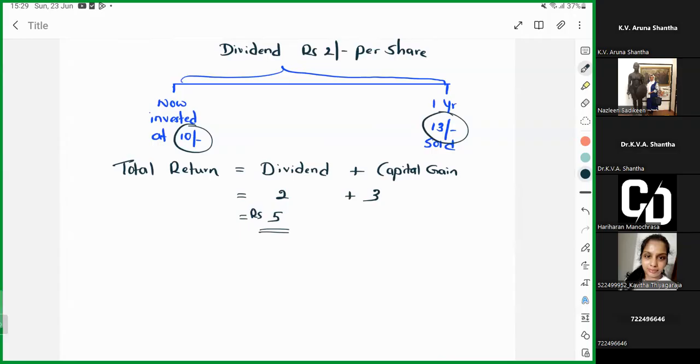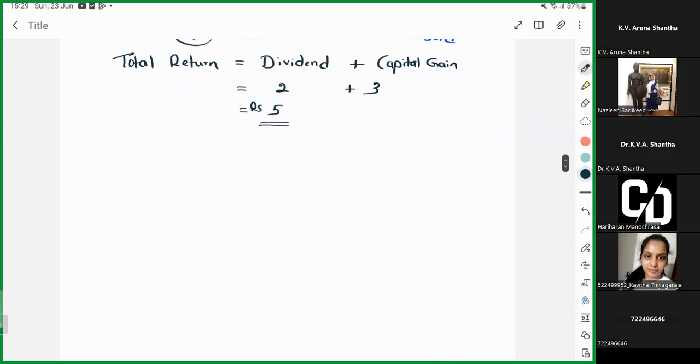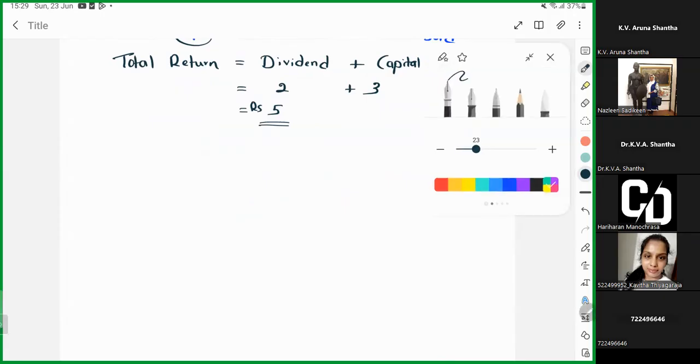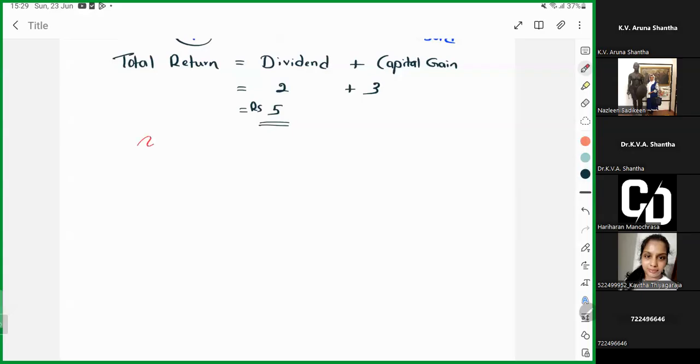Right. So this return, you can give as a rate of return, as a percentage. We call it rate of return. So this is the amount of return, the value of return. You can express it as rate of return.